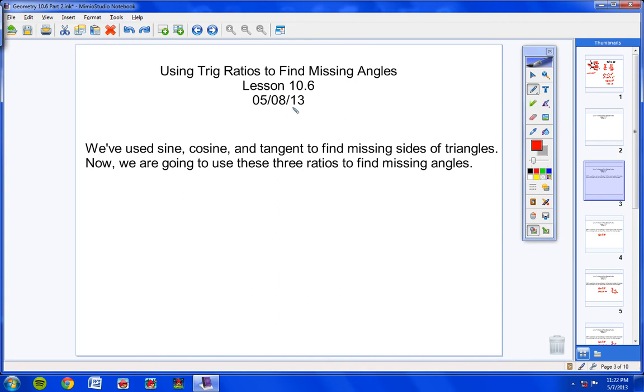You're going to have to use a button on your calculator that you've never used before. And it's going to be your job to find that button, or talk to a friend, or talk to Mrs. Walker if you cannot find the button. Okay? All right, let's continue on.